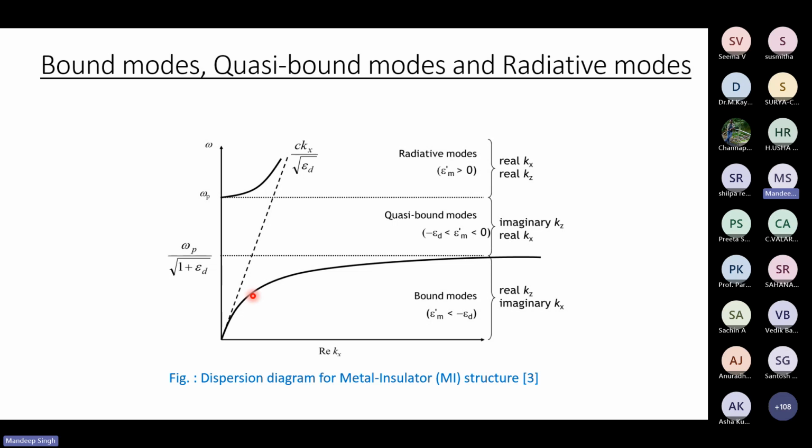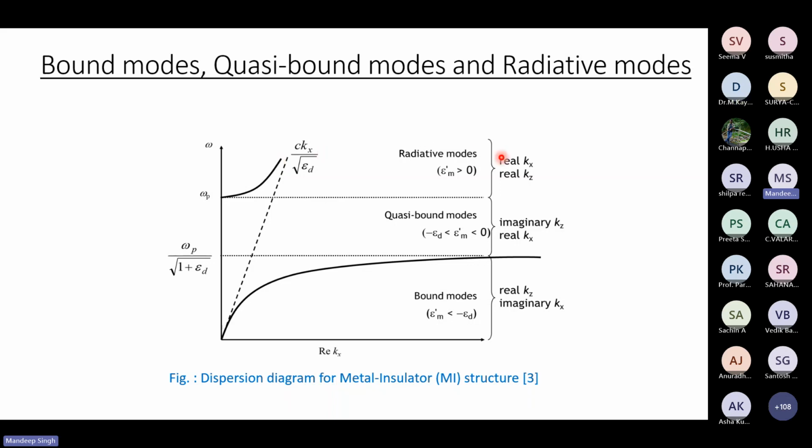So for this, we have to take the reference of the light line. This dash line is nothing but the light line, whose value is ckx divided by square root of epsilon d, where epsilon d is the permittivity of the dielectric, or the insulator in your design. You can observe that all the modes on the right side of this light line are the bound modes, and the modes across the left side, that is above the plasma frequency, are the lossy modes or the radiative modes.